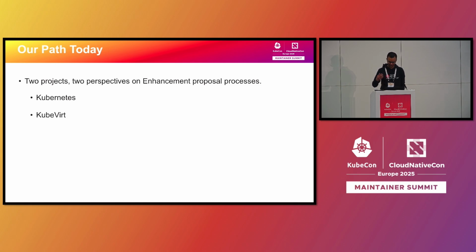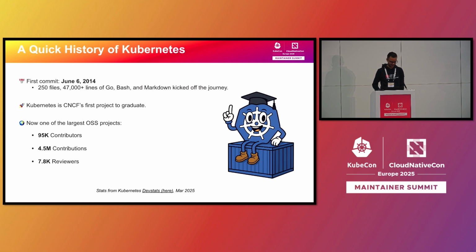So let's start with what Kubernetes has at present. A brief history of Kubernetes. Last year Kubernetes, as you might know or might not know, celebrated 10 years. The first commit for Kubernetes was on 6th of June 2014, and it was 250 lines of code. How I wish those were still true, but things have moved on. Kubernetes was the first CNCF project that graduated. It graduated in 2018, so it is part of the class of 2018.